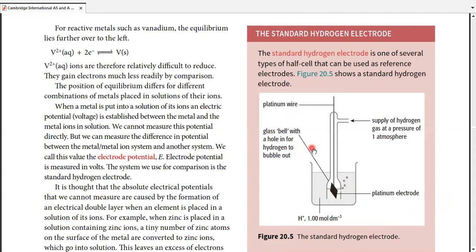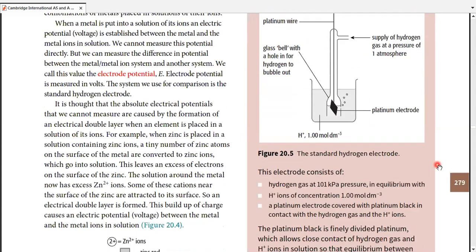And then there is a glass bell with a hole in for hydrogen to bubble out of the system. There you can see a small hole on the side, and as hydrogen is a colorless gas it is bubbling out of the system. So this is the hydrogen electrode. This is the reference electrode that we're going to attach with this one, the zinc one, and we're going to calculate the electrode potential of the zinc ion. How do we do that?